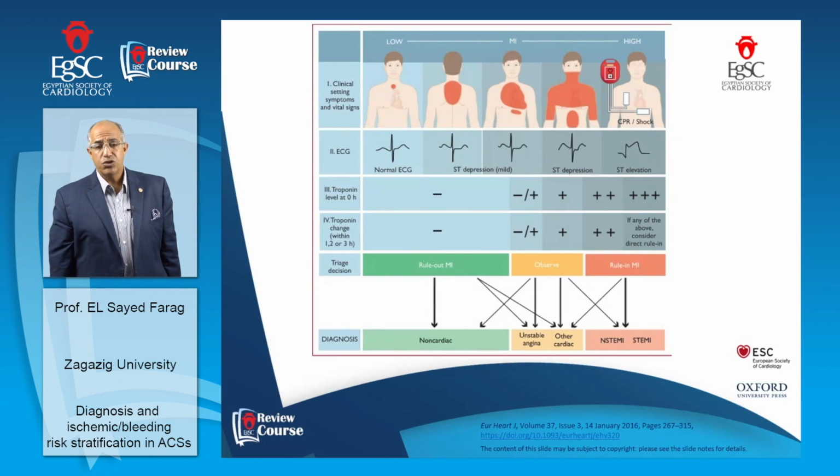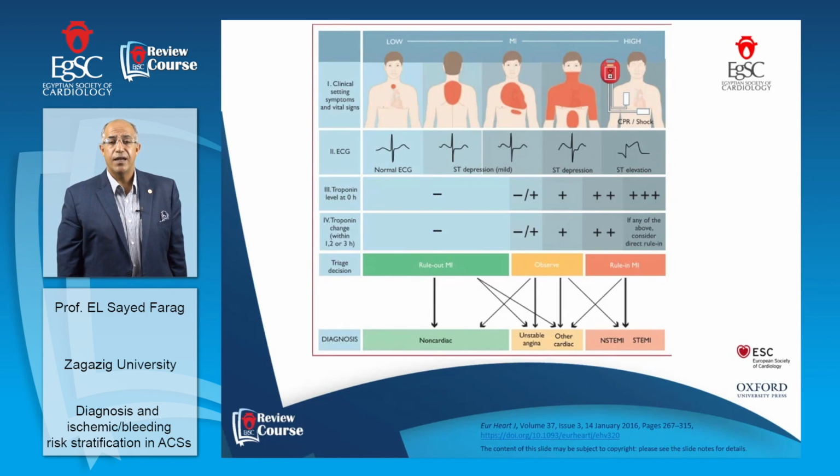This is a very important figure from the latest guideline, released a few weeks ago, which tells us how the diagnosis is dependent upon four items, which is very important. The first is the clinical setting, symptoms and vital signs. As you see here, the distribution of pain, the clinical situation and vital signs take us from low likelihood of myocardial infarction to high likelihood of myocardial infarction.